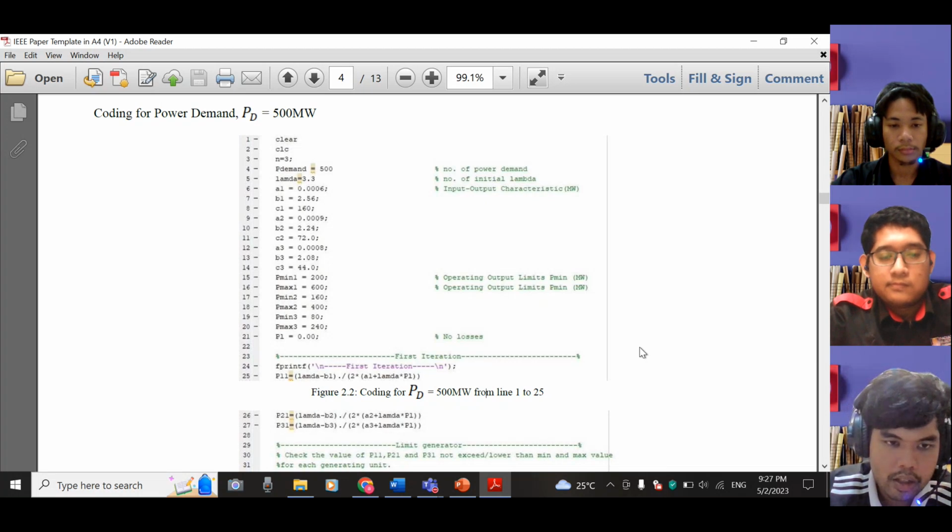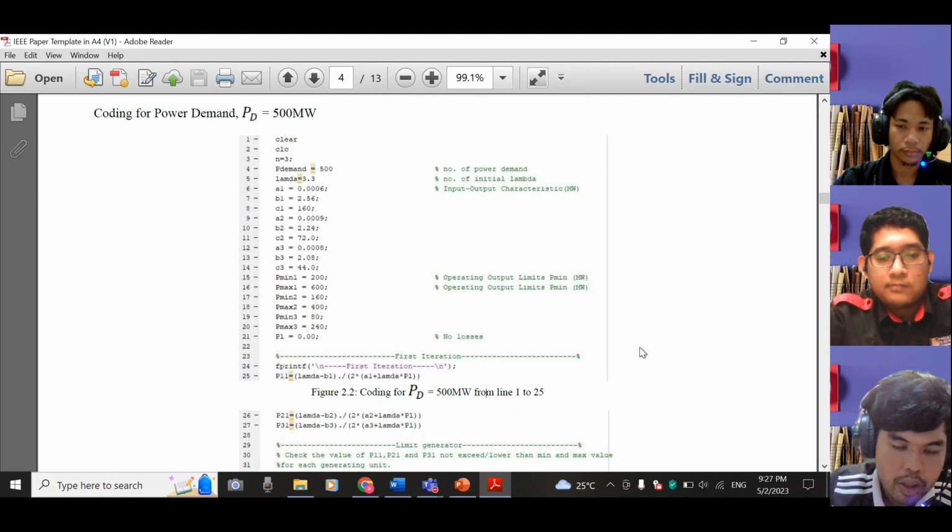So we can see at line 1 to 25 is the description that we have got from the question. So the power demand we have set for 500, lambda we have set for 3.3, and the A1, B1, and C1 we have got, just as I said just now, from the input and output characteristic. Same with the A2, B2, C2, A3, B3, C3.